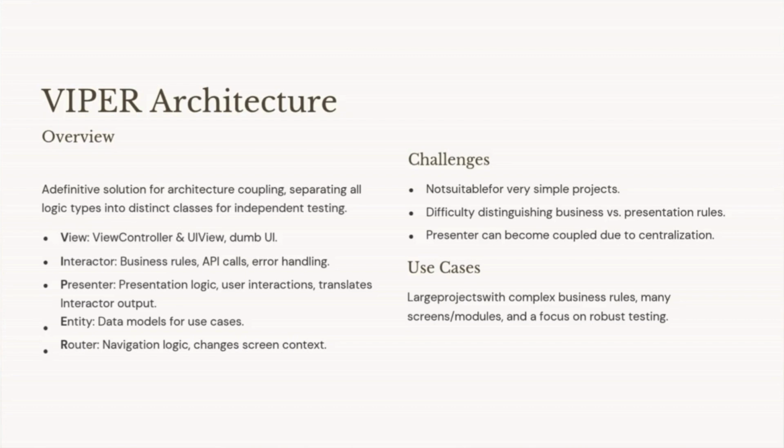Interactor. All the business rules are placed here, from data model handling operations to API calls and error handling. It's based on use cases, for better saying. It's important to mention that this layer is totally UIKit independent, which means it only deals with the business logic, not knowing anything about the interface.